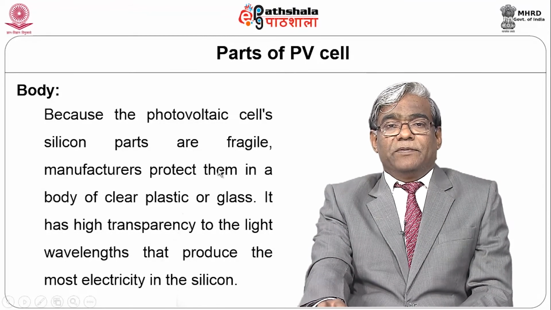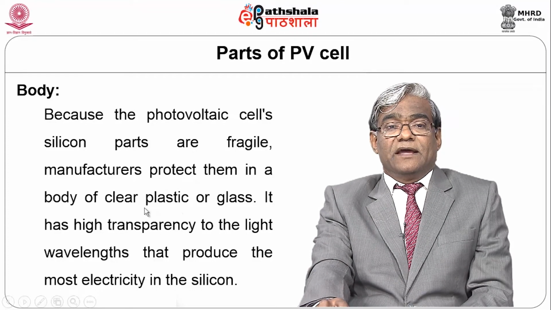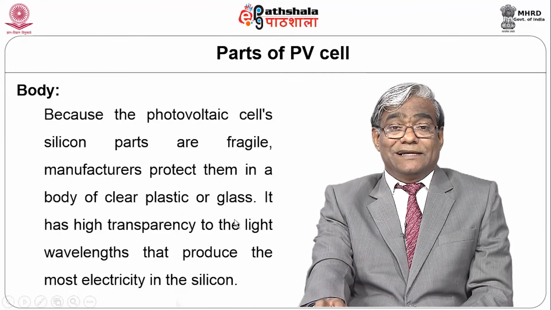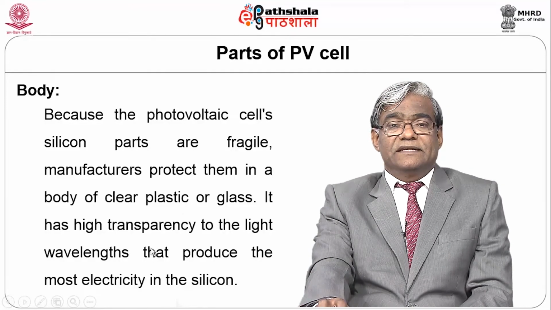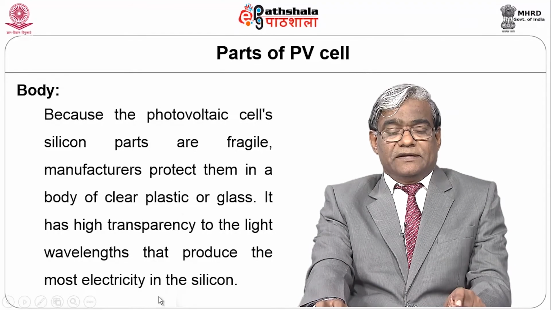The body, the parts of the PV cell. Because the photovoltaic cells and the silicon parts are fragile in nature, manufacturers protect them in a body of clear plastic or glass. It has high transparency to the light wavelengths that produce the most electricity in the silicon.